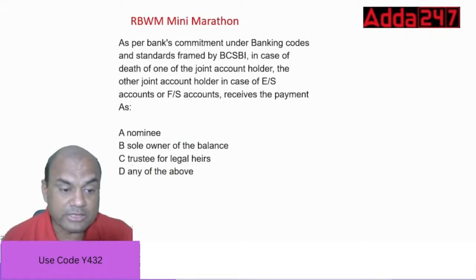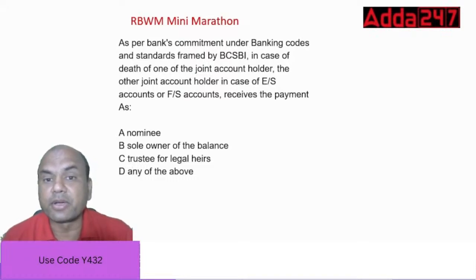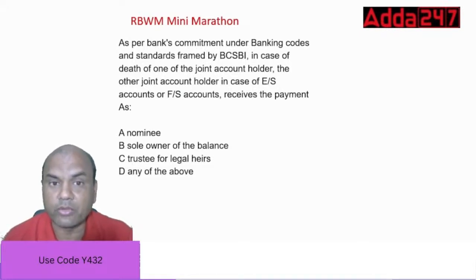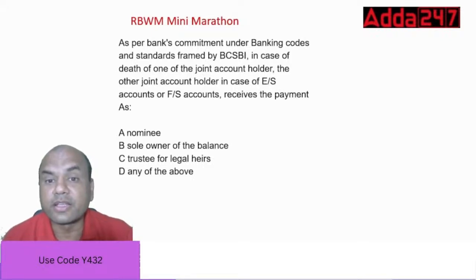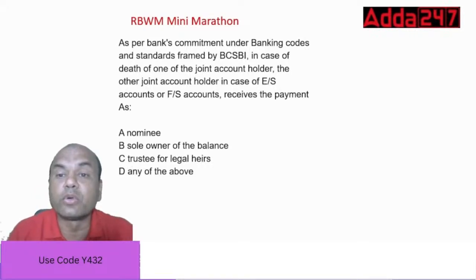Now understand the question first. As per the bank's commitment under BCSBI, in case of death of one of the joint holders, here one person has expired in some account. So it is ERS or FRS. FRS means Former or Survivor. Up to the time, the person who is holding the first account, the first holder of that account, is always called the owner of that account.